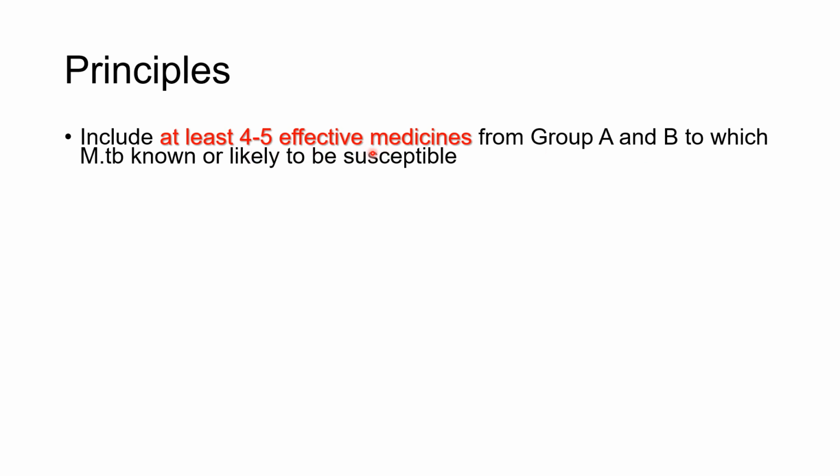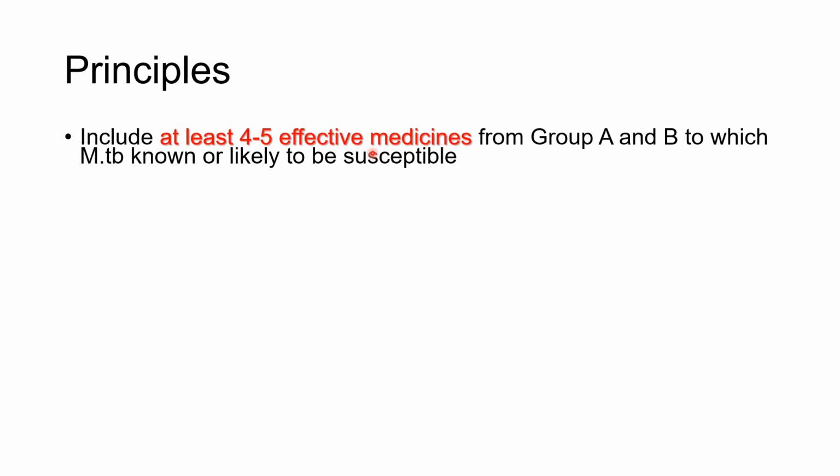What are the effective medications? Effective medications are medications to which resistance has not been demonstrated. That is the effective medications. For example, if a particular patient is rifampicin resistant, we cannot give rifampicin, we can give other drugs. If a particular patient is INH resistant, we cannot give INH, we can give other drugs.